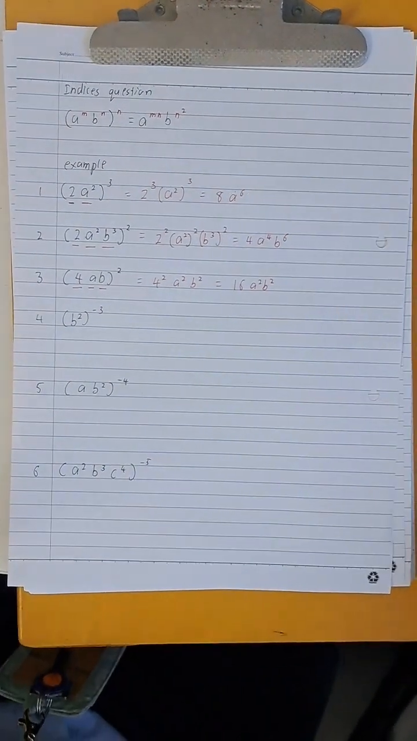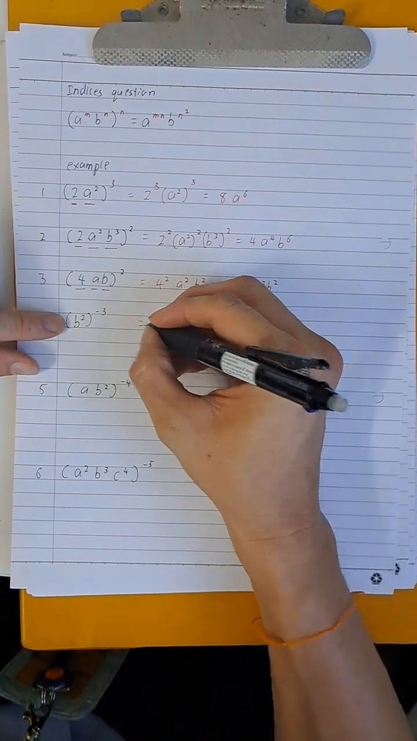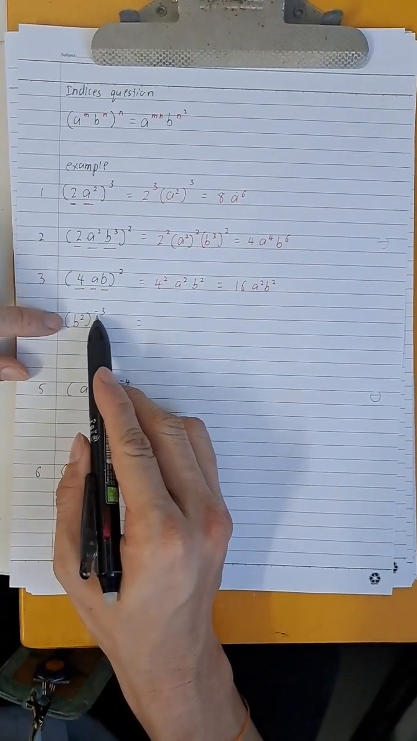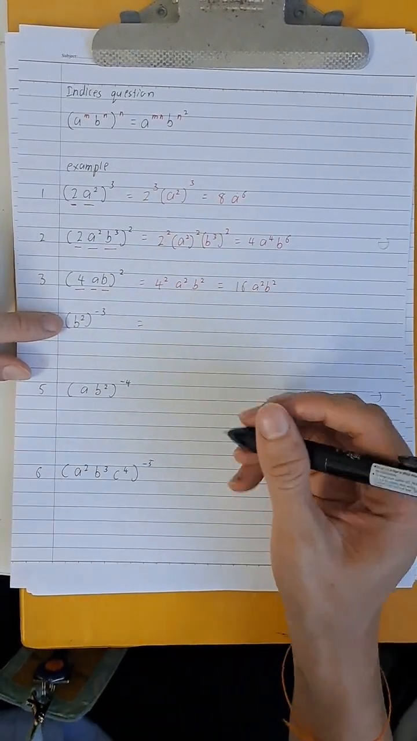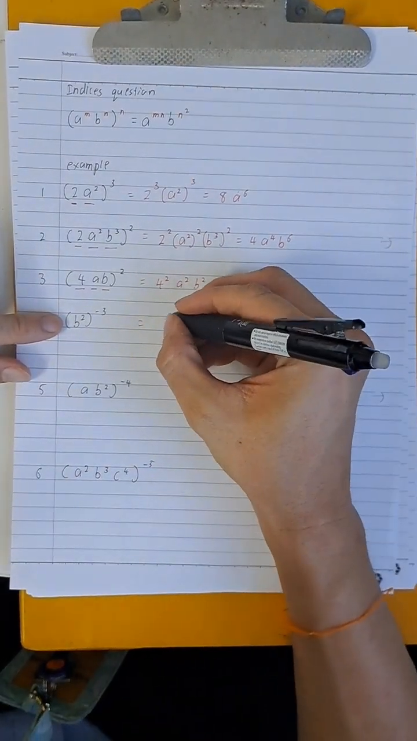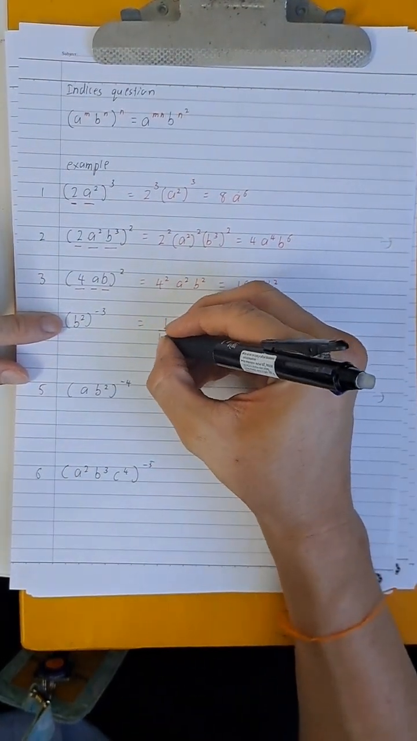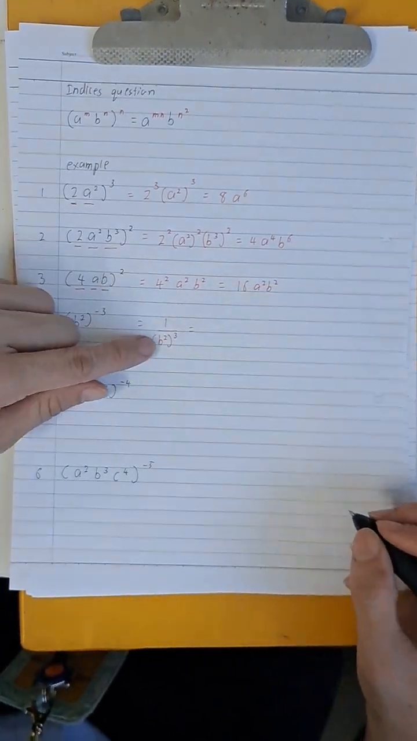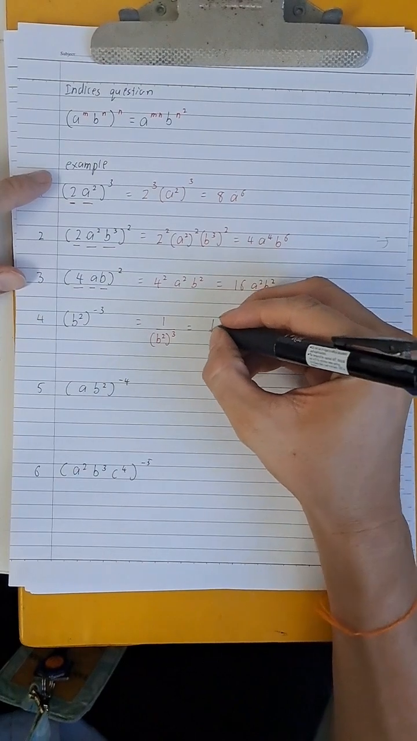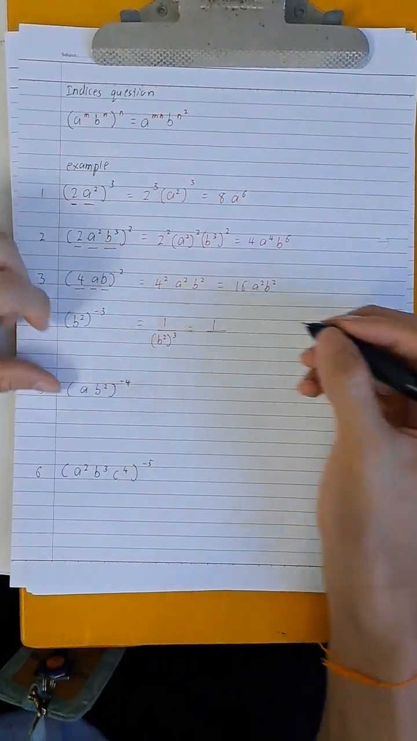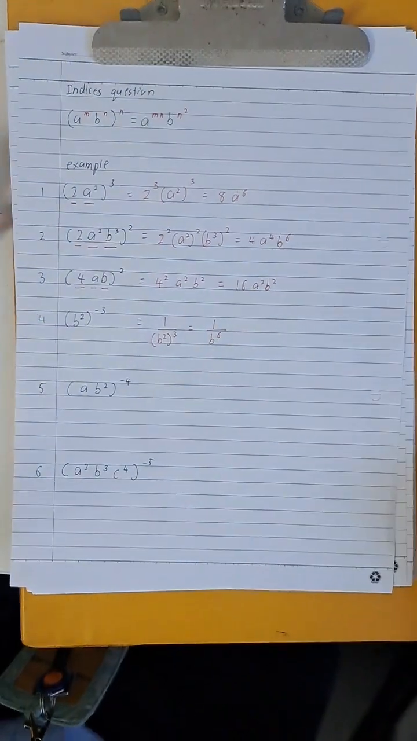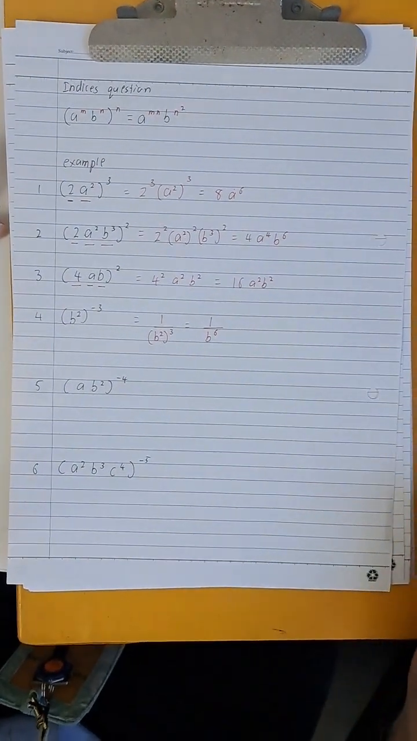All right. Next question. It's very similar, but again, there's a negative here. So we can change this into a fraction. I will get 1 over b squared to the power of 3. And then I can expand this by multiplying the powers. So I will get b to the power of 6. Okay, I can leave my answer as this.